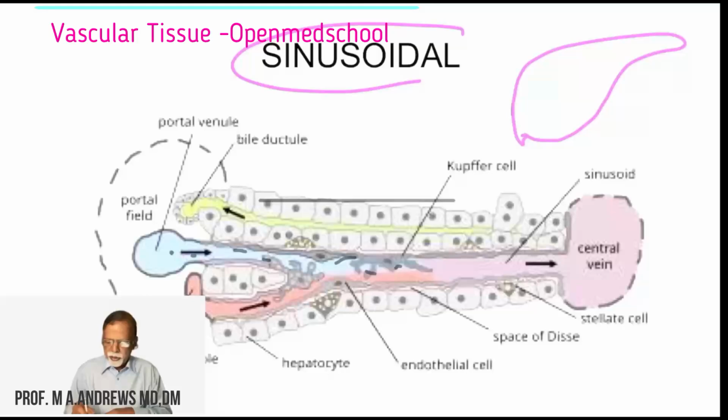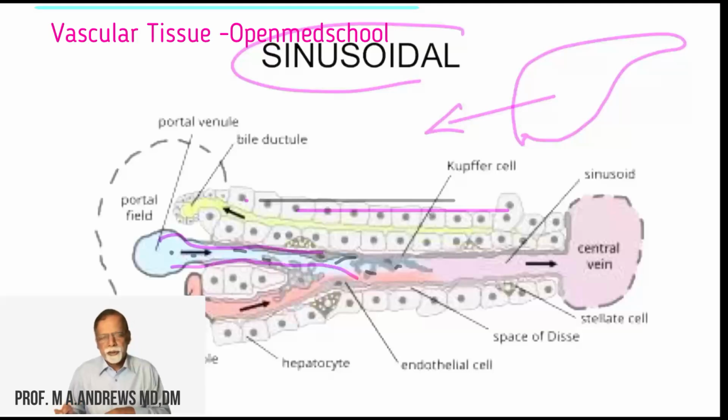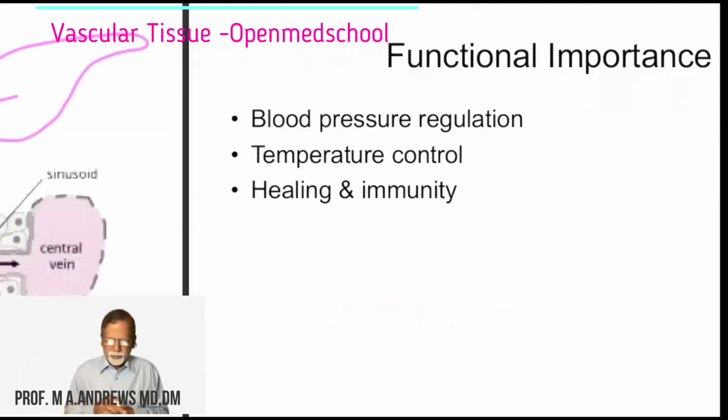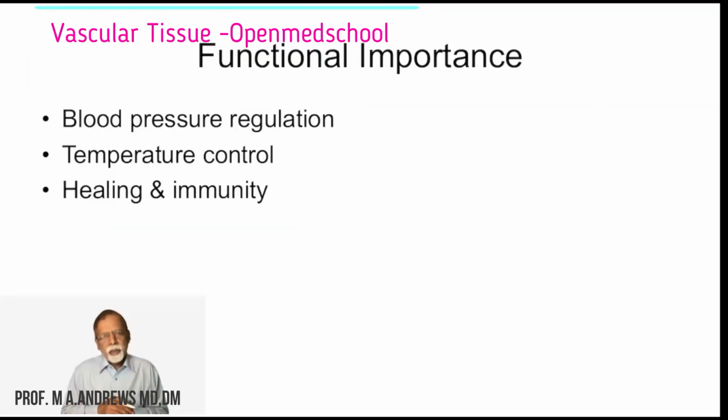In the liver, you get a sinusoidal. So these are the liver cells. So here you can see the liver cells are there. And in between, you can see the venous lakes. Something like a lake, that is the venous sinusoids. So the arteries are important for maintenance of blood pressure.